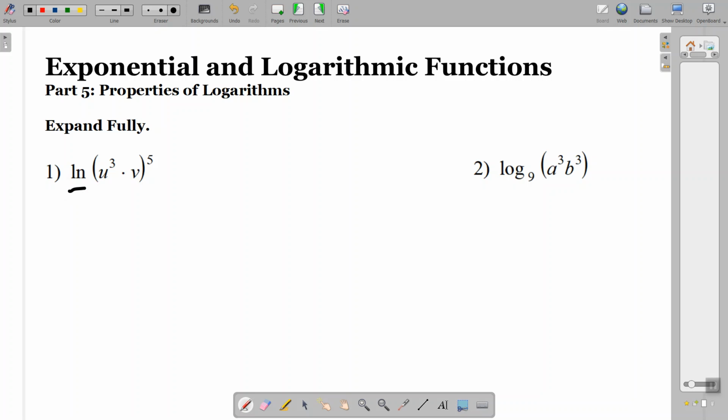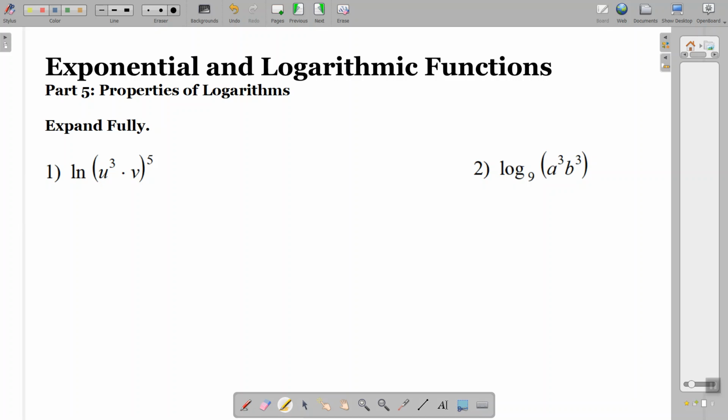It's got some multiplication and some powers and things like that in it. And we are going to expand this out until we have enough logarithms, however many logarithms it takes, so that each individual logarithm does not contain any multiplication, division, or powers in it.